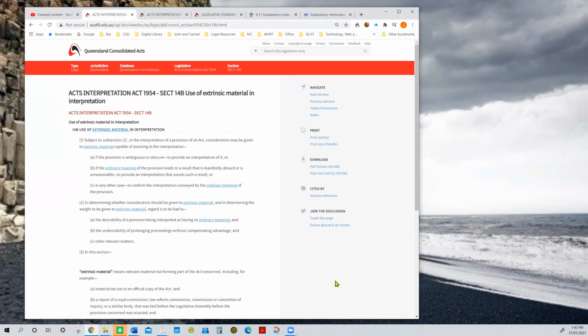Now, 14.1c says, in any other case, this is interesting because the first one said, if the legislation is ambiguous or obscure. The second one says, if it leads to a manifestly absurd or unreasonable result, then you can look at extrinsic materials. 14.1c says, look, in any other case, you can still use extrinsic materials, that is, if you wish to confirm the interpretation conveyed by the ordinary meaning of the provision is correct.